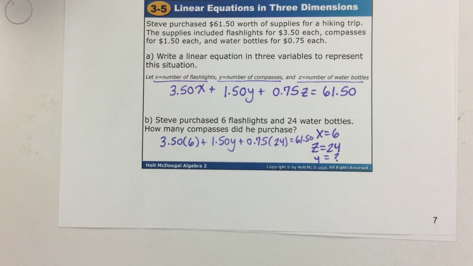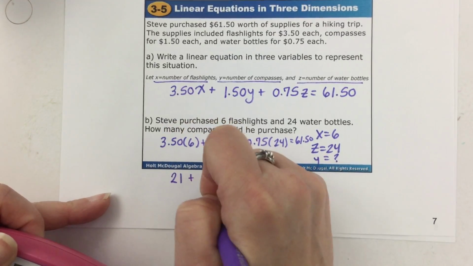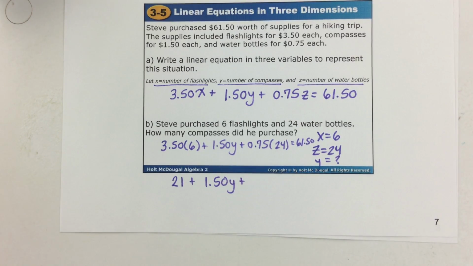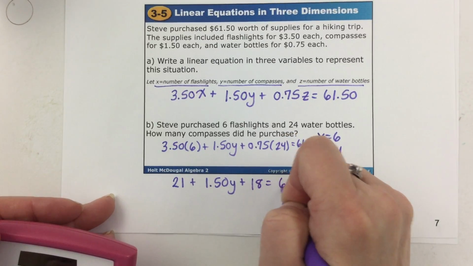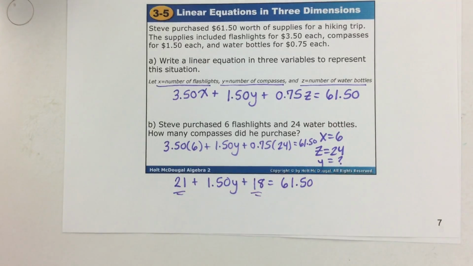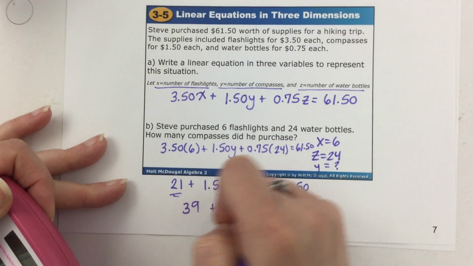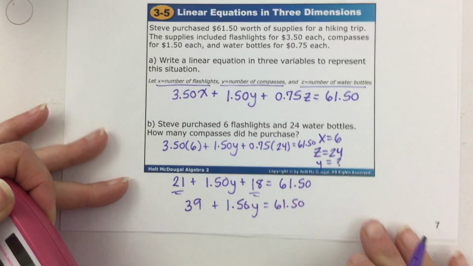So now if I go ahead and do my calculations, if I take $3.50 times 6, he spent $21 on flashlights. We're not sure how much money he spent on compasses. 75 cents per water bottle, he bought 24 of those, so that was $18. We know we spent $61.50. I can combine my like terms. If I take 21 plus 18, I have 39. So 39 plus 1.50Y equals 61.50.